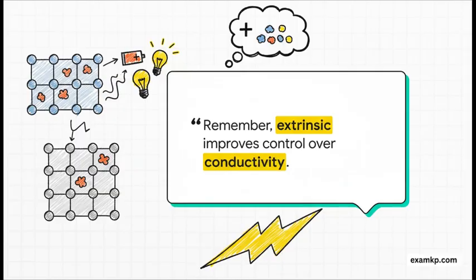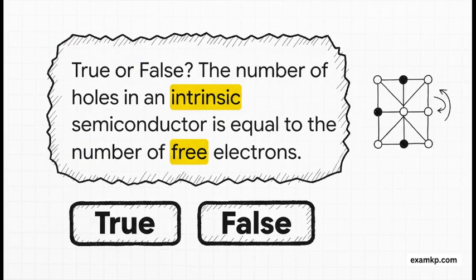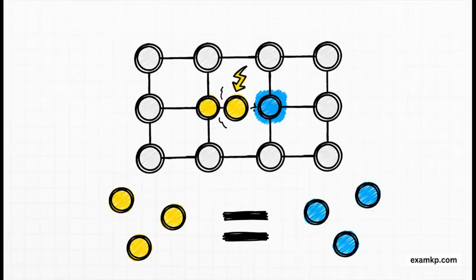Okay, let's look at a question from JAMB 2023. Notice how direct and straight to the point it is. True or false? The number of holes in an intrinsic semiconductor is equal to the number of free electrons. I'm telling you, JAMB loves to test your basic understanding with questions just like this. There's nowhere to hide. You either know it or you don't. And the answer, of course, is true.